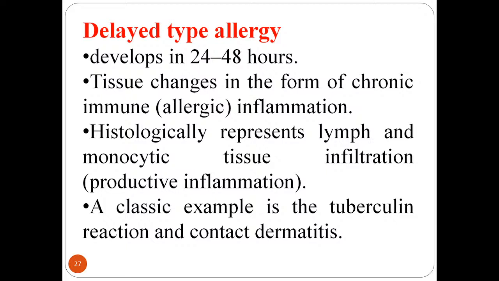Formation of tissue change in the form of chronic immune allergic inflammation. Chronic immune inflammation presents lymph and monocytic tissue infiltration. This is productive inflammation.